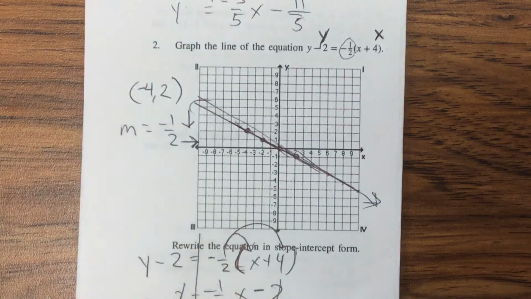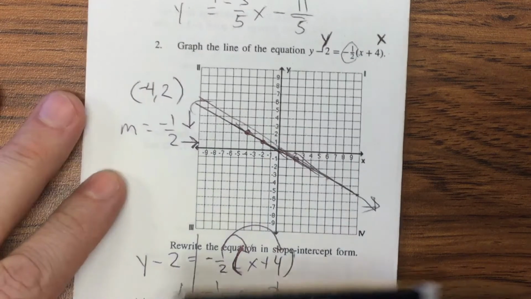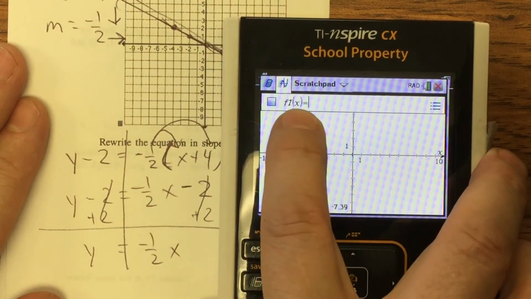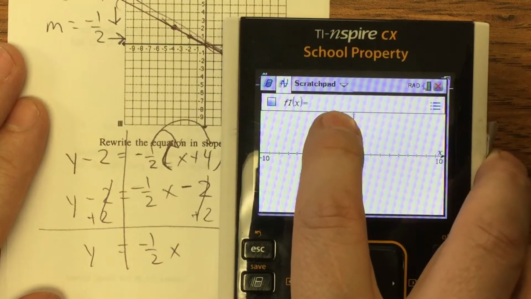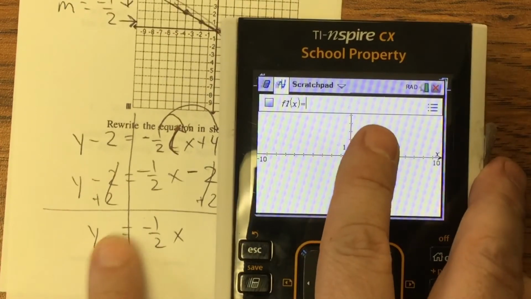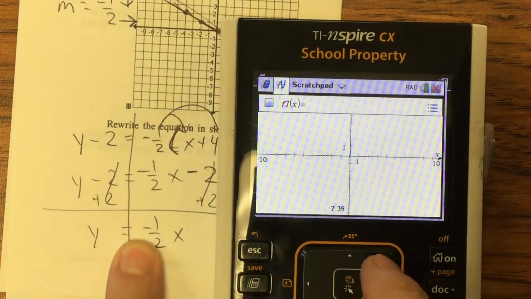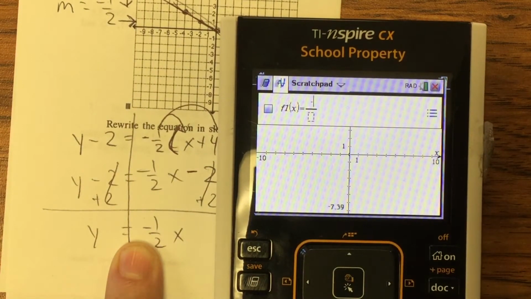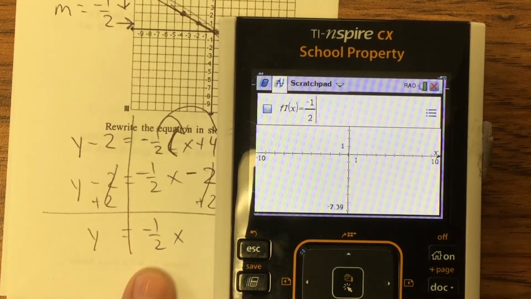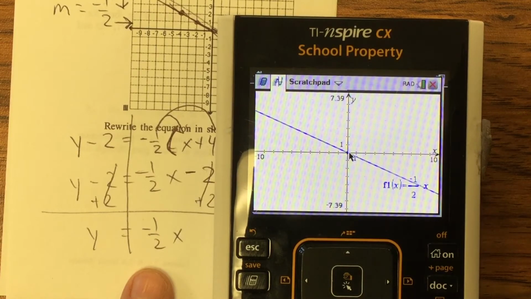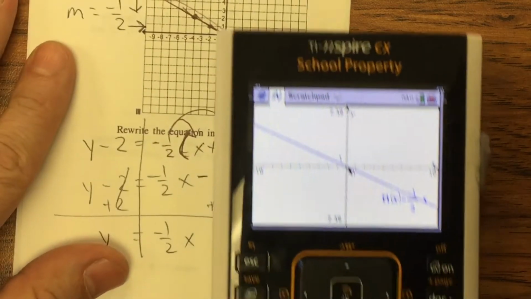Okay, now let's graph it, because I want to show you how you can compare the original equation with your answer and make sure it's right. So here's my function screen where it's like f of x equals. We know that as y equals. And this is now set up with y equals. So I don't type in y equals again when I'm in this screen, because this is the y equals. Negative 1 over 2 x. Push enter. There's my line. All right, it looks just like what I graphed, so that's a good sign.